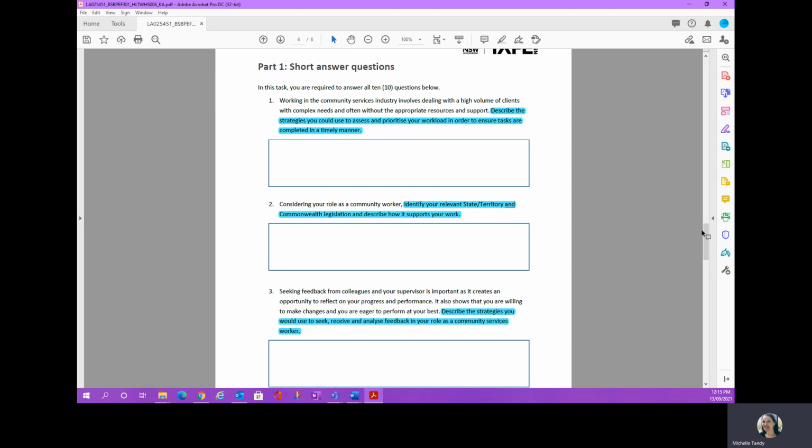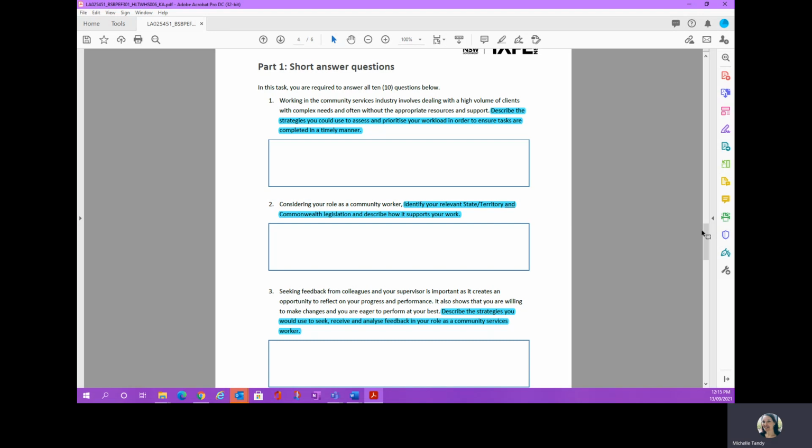So, question 1. Working in the community services industry involves dealing with a high volume of clients with complex needs and often without the appropriate resources and support. Describe the strategies you could use to assess and prioritise your workload in order to ensure tasks are completed in a timely manner. What I've done here is highlighted the actual question with the verb in it. So describe the strategies you could use. That's the start of the question.